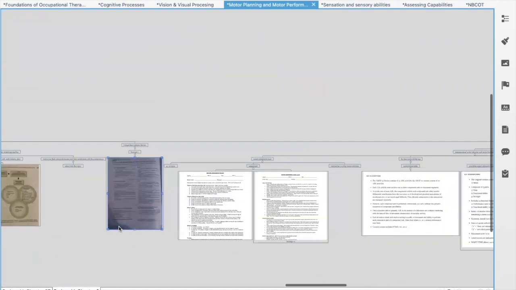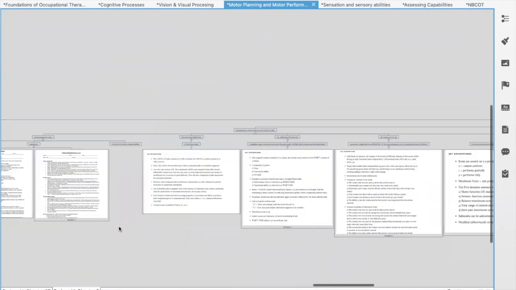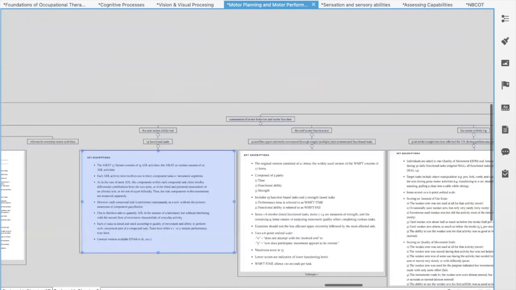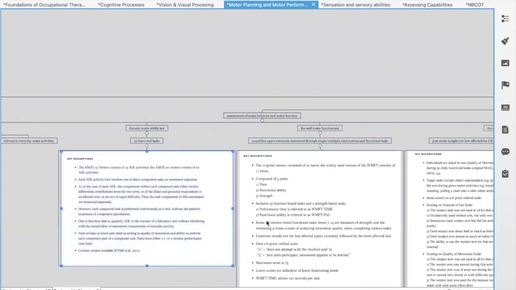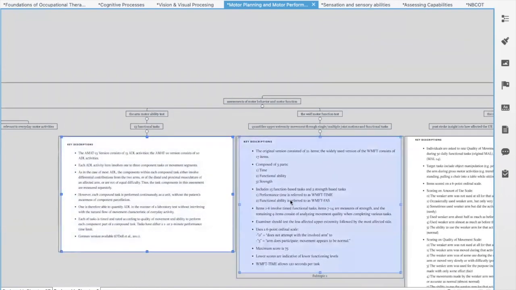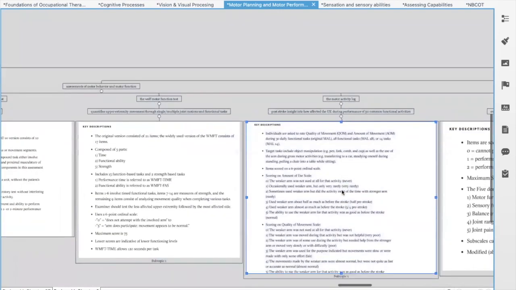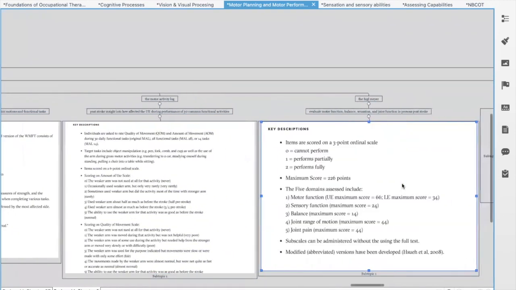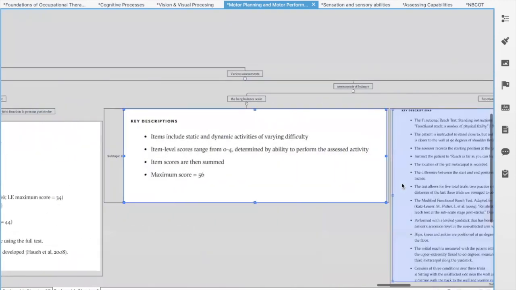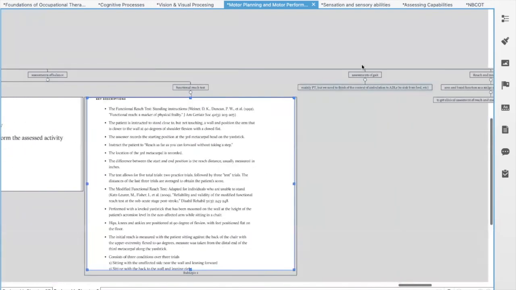This concept map I really liked because it gave examples of each assessment and their key description and how they are graded. And so I like that it has that key description and how they're scored.